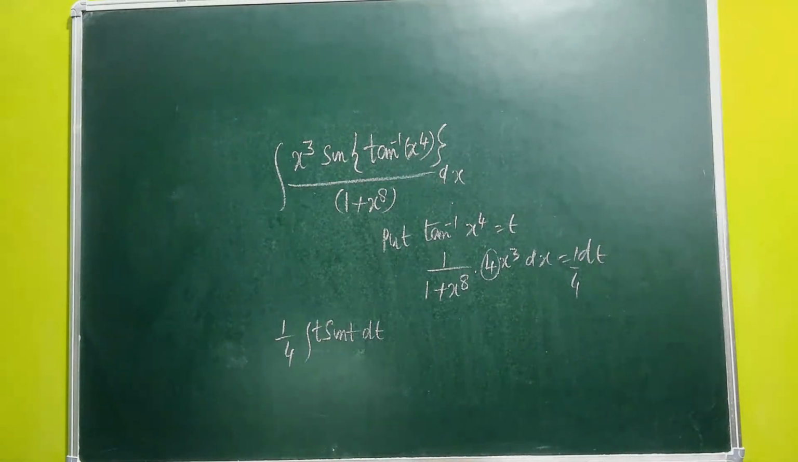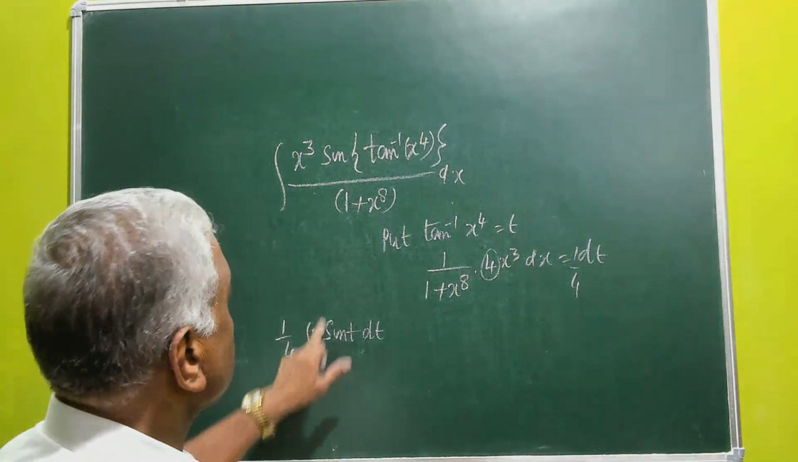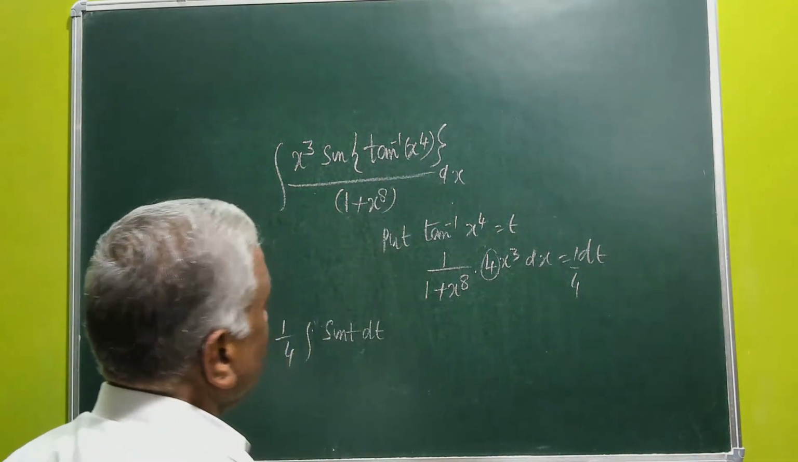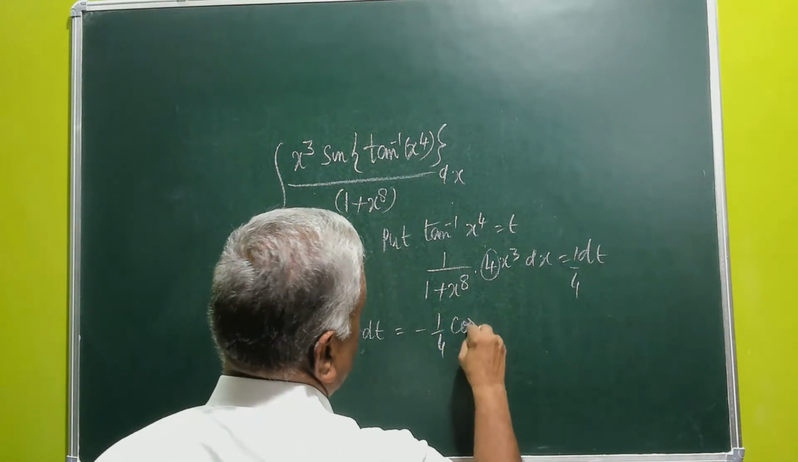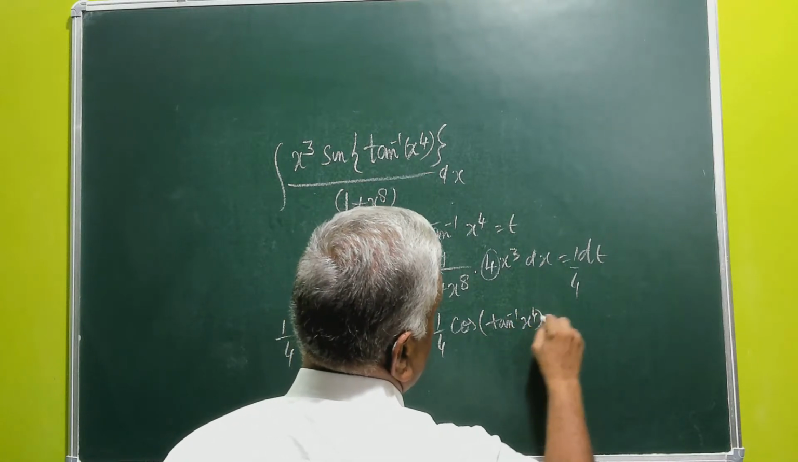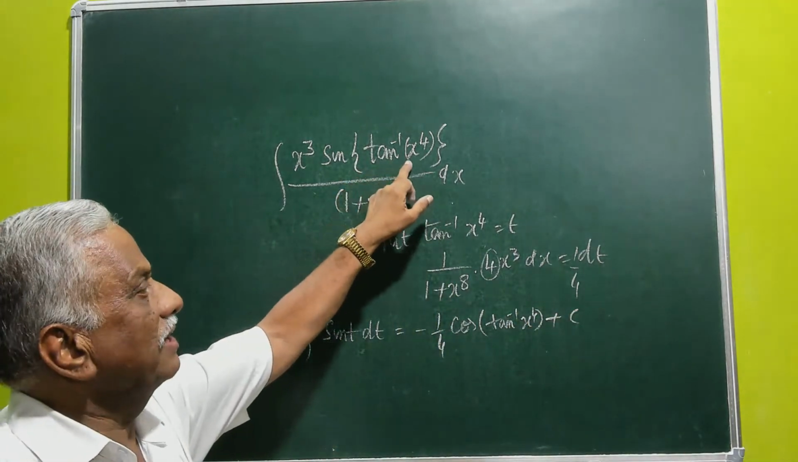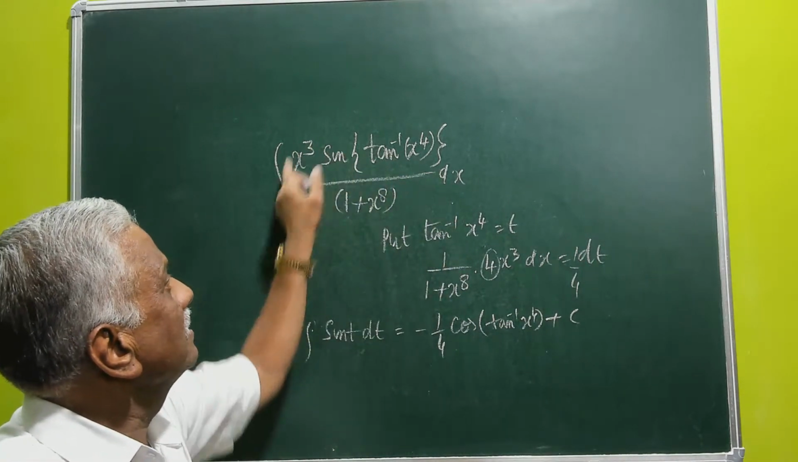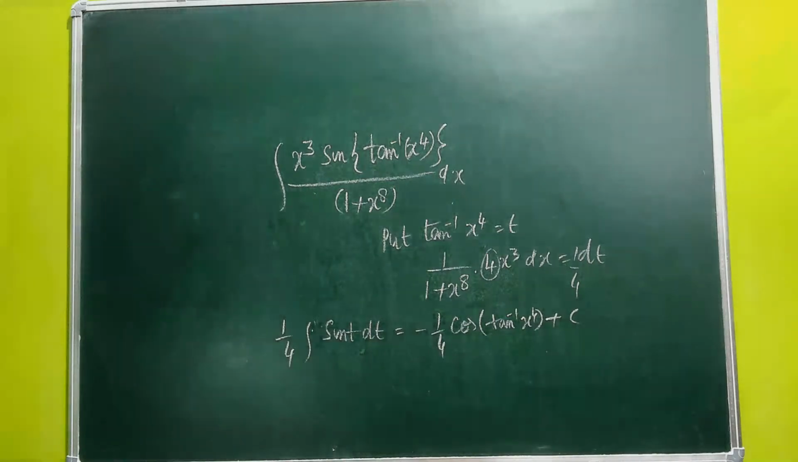How to work sin t dt? Sorry, not t, just sin t, because this is t. The integral of sin t is minus cos t, so minus 1 by 4 cos of t. What is t? Tan inverse x to the power of 4. It looks very big, but it is nothing. The entire thing becomes 1 by 4. So the answer is this. Let's go to the next problem.